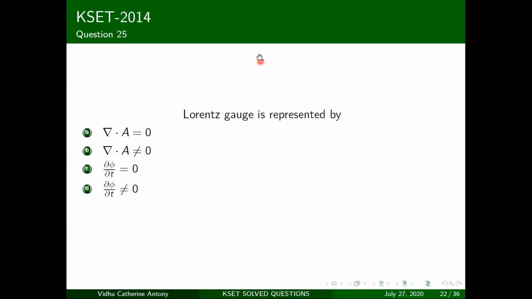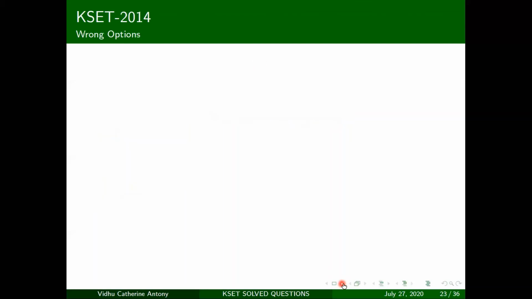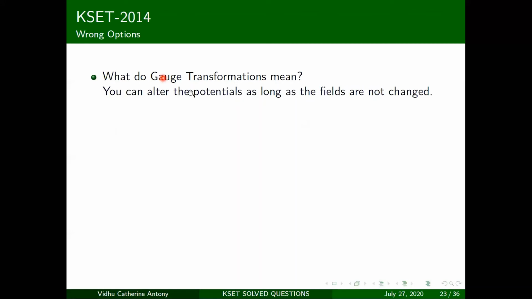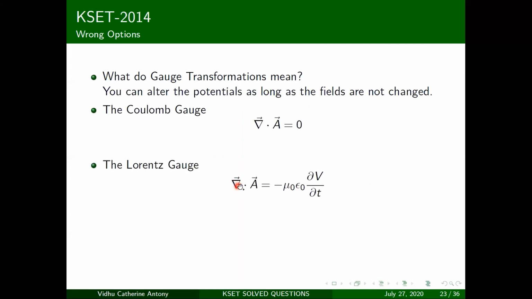Let's quickly review through that option. What do you mean by gauge transformations? You can alter the potentials as long as you do not change the fields. I think I told you there was a particular quantity that you could add and subtract, as long as it does not change the electric or magnetic fields. Those transformations are called gauge transformations. One of them is the Coulomb gauge, and the other is the Lorentz gauge. So del dot A is equal to minus mu naught epsilon naught dou V divided by dou T. This is the Lorentz gauge.